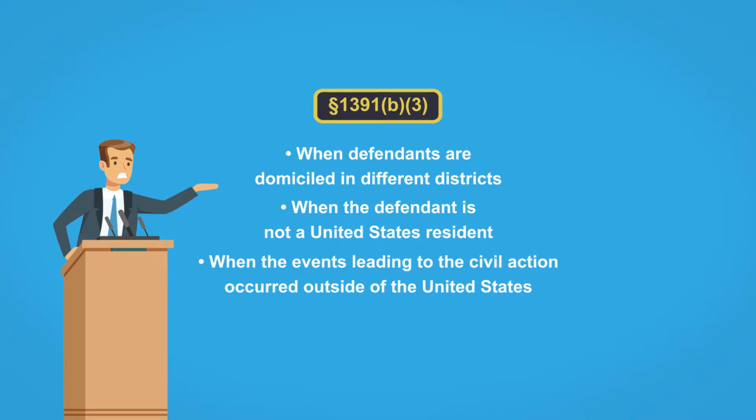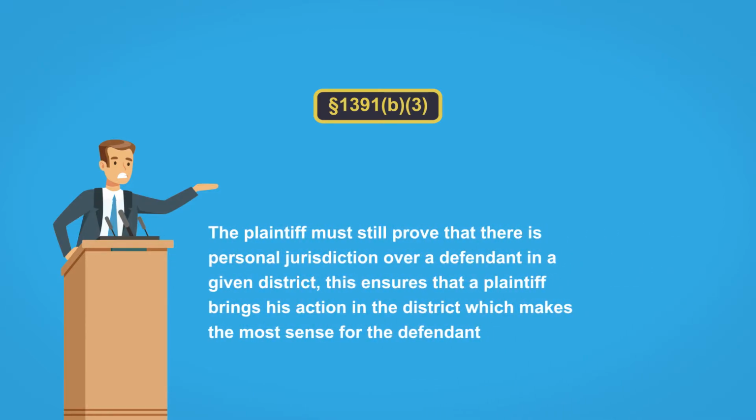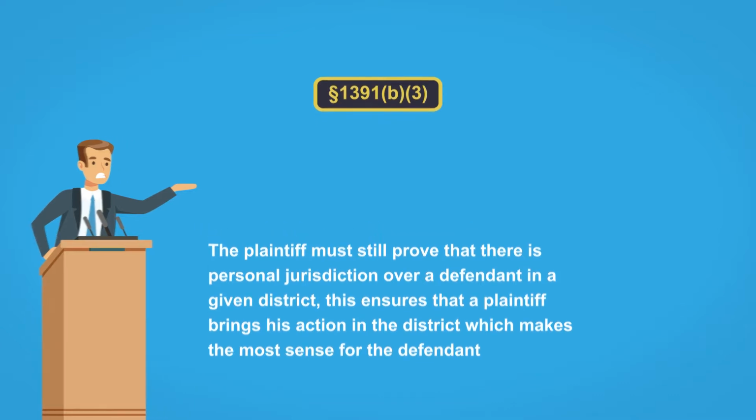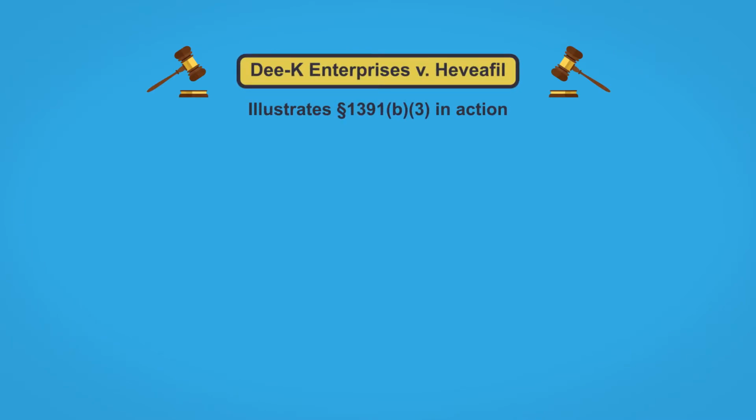Courts apply 1391(b)(3) stringently, meaning the plaintiff must still prove that there is personal jurisdiction over a defendant in a given district. This ensures that a plaintiff brings his action in the district which makes the most sense for the defendant. A 1997 case, Dee-K Enterprises v. Heveafil, illustrates the fallback provision in action.